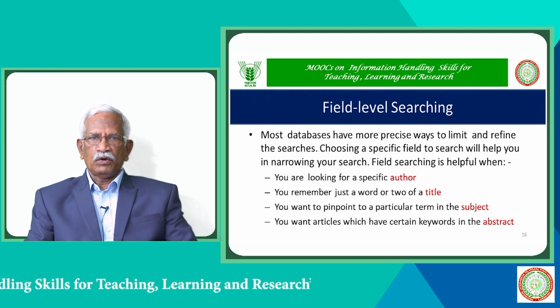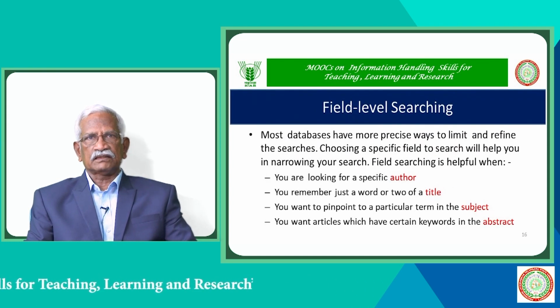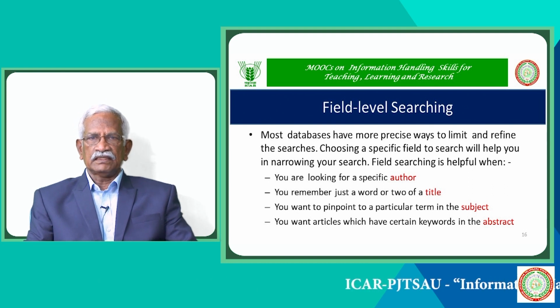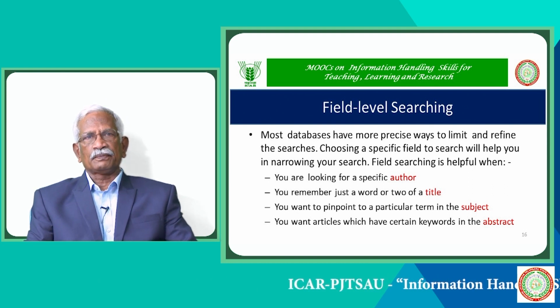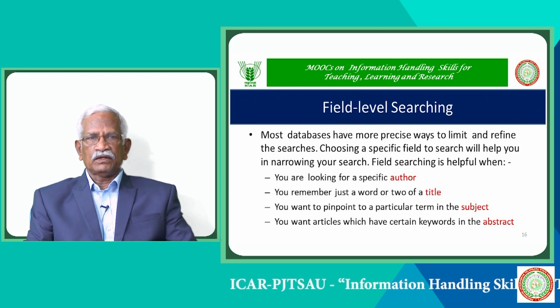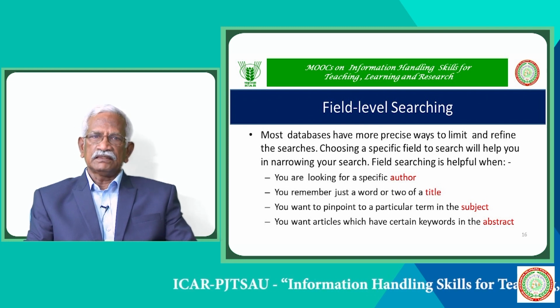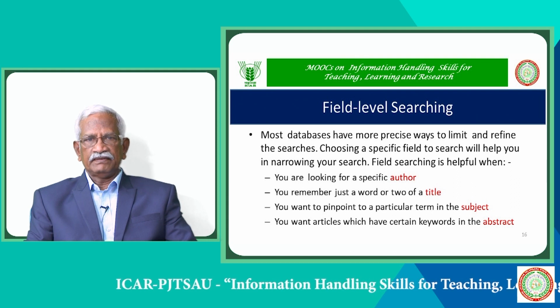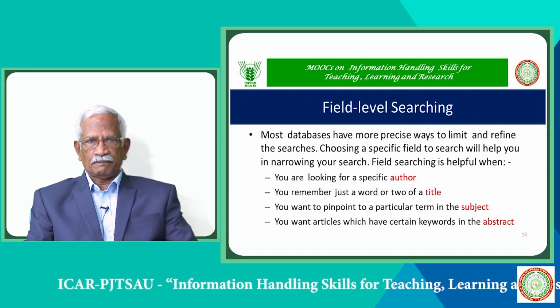Most databases have more precise ways to limit and refine the searches. Choosing a specific field to search will help you in narrowing your search. Now, let us say if you are looking for an author, you can search only the author field by giving the name of the author.